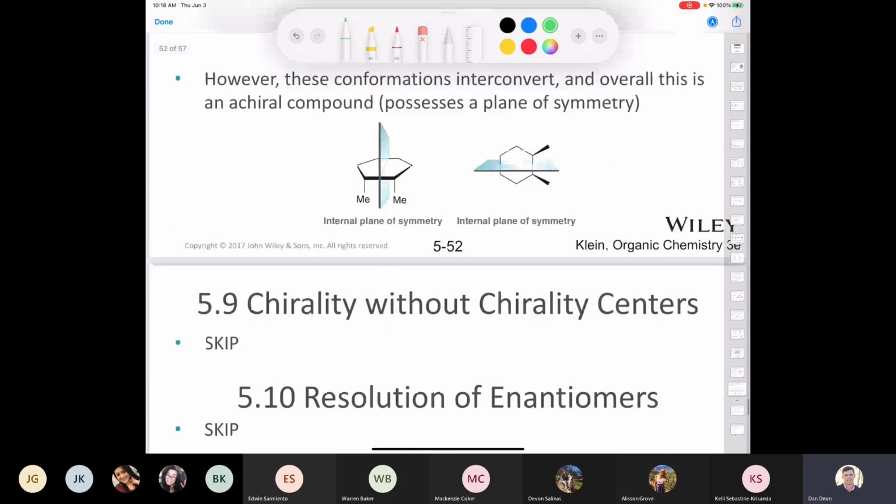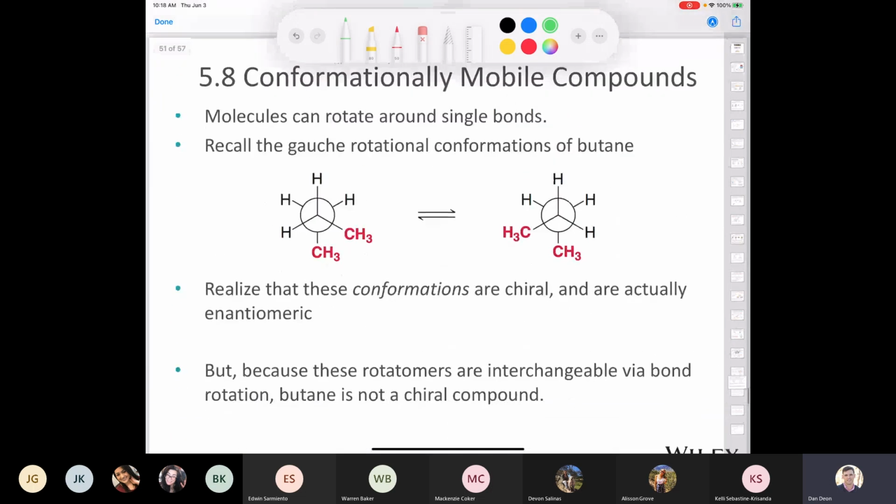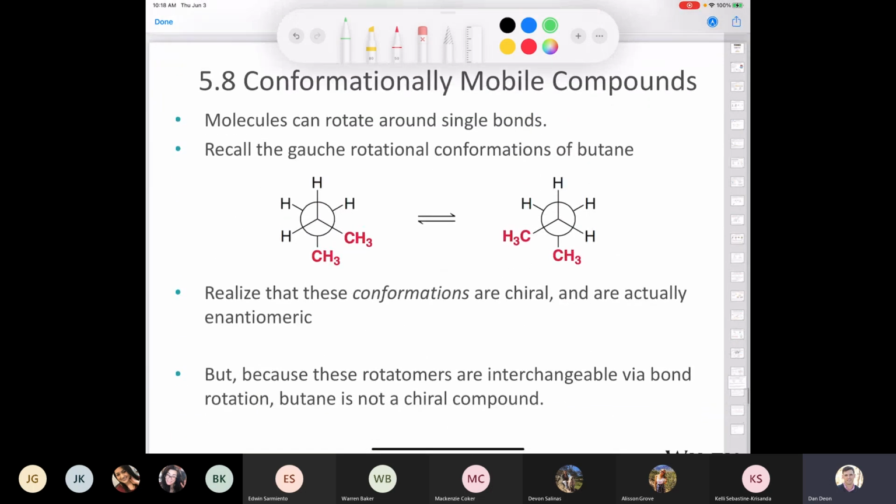I think I only have two slides on it. It might be worth the value of one multiple choice question on your next quiz, but I want to show it to you because it's one of the most interesting and fascinating things in the world of organic chemistry, in my opinion.